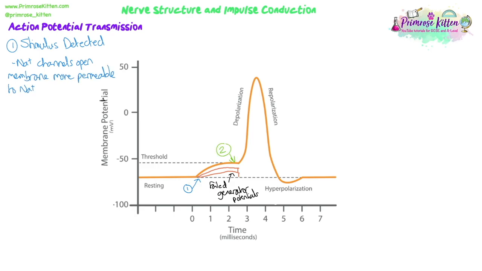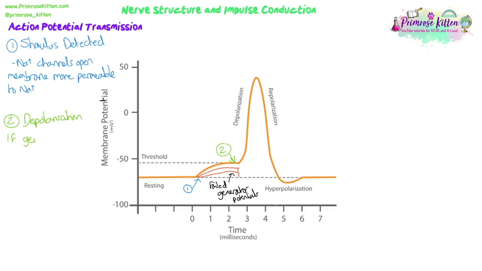Then we get to part two. So if that generator potential, that influx of sodium ions that causes our membrane potential to become slightly less negative or more positive, is large enough and hits that threshold level of about minus 55 millivolts, then we've reached a point where we can trigger an action potential, because we've hit that threshold.